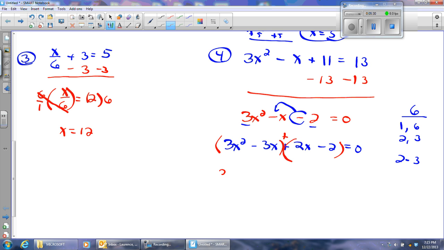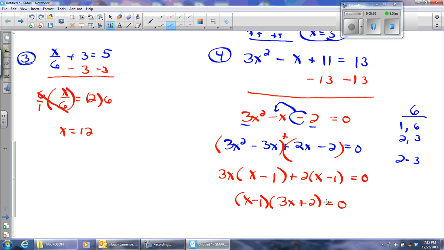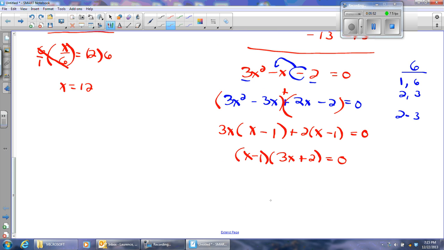Looks like my GCF will be a 3x, and I'll be left with x minus 1. Here it'll be a 2. I'll be left with an x minus 1. I'm going to GCF one more time, pull out the x minus 1, and I'll get a 3x plus 2. That'll equal 0. Now, both parts are linear, so I will solve them. X minus 1 equals 0, and 3x plus 2 equals 0.